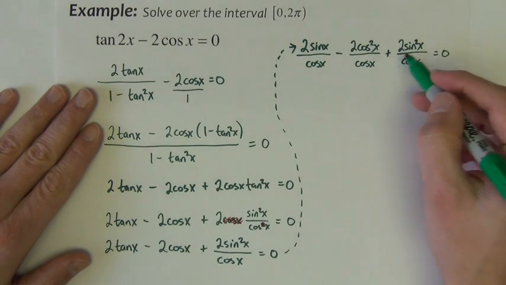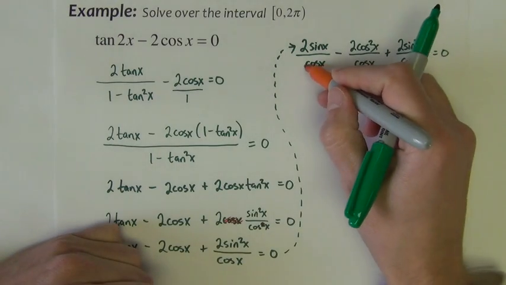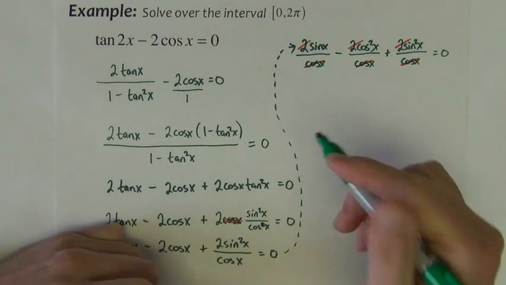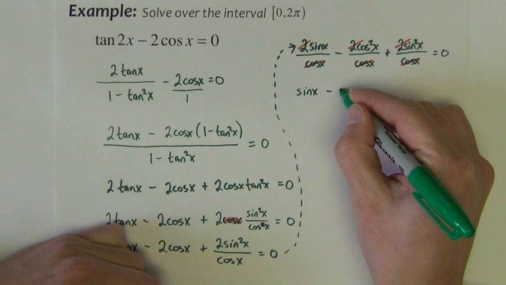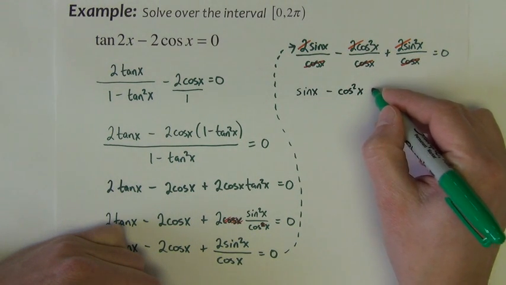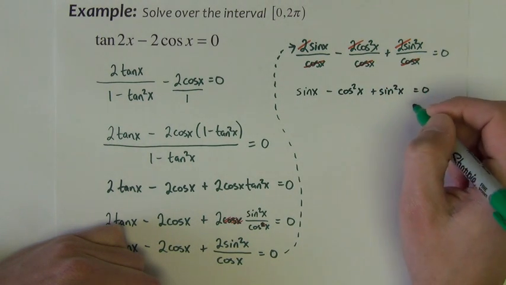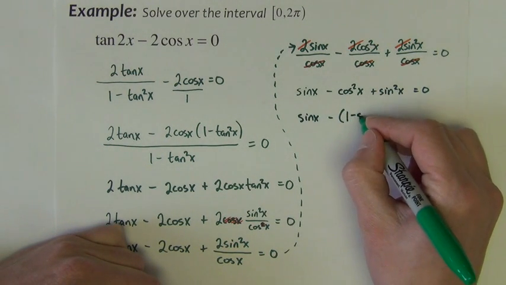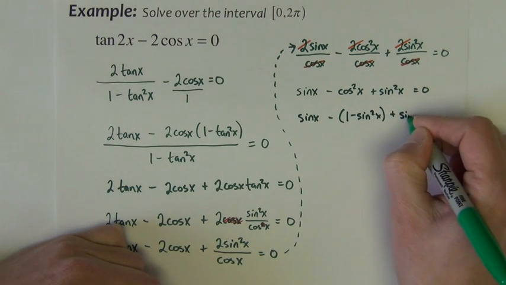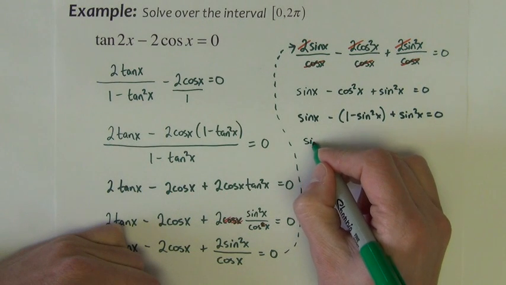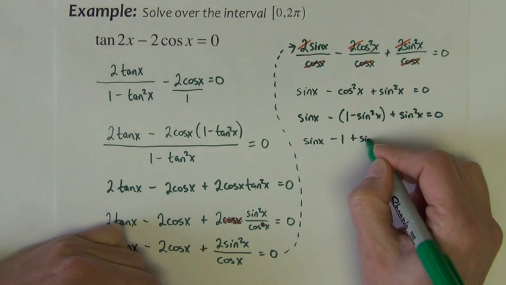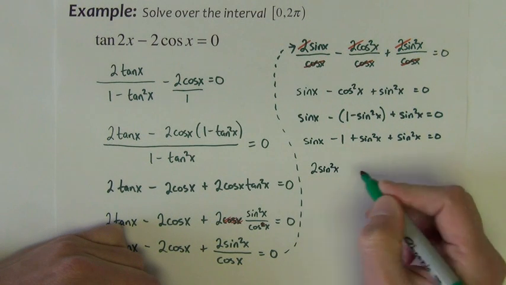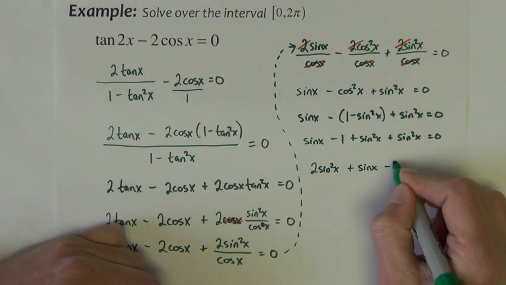So I'm gonna multiply both sides of the equation by cosine. Those all disappear. If I divide both sides of the equation by 2, those all disappear. So now we've got sine x minus cosine squared plus sine squared equals 0. Cosine squared is the same as 1 minus sine squared. So now we have sine x, distribute minus 1 plus sine squared equals 0. So I have 2 sine squared x plus sine x minus 1 equals 0.